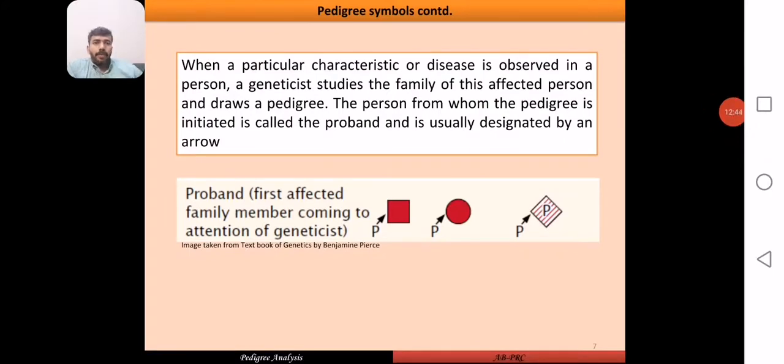A proband, we use the term proband to represent the individual who was studied for the first time, in whom this particular trait was subjected to study, right? That means a disease is observed in a particular person, and the geneticist studies the family of this affected person and draws a pedigree. Right, so this person from whom the pedigree is initiated is called the proband. Okay, and this is the notation for that.